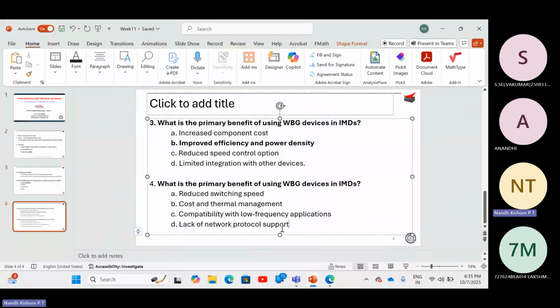So, which is the correct answer for this? So, what is the primary challenge? So, which is the correct answer?